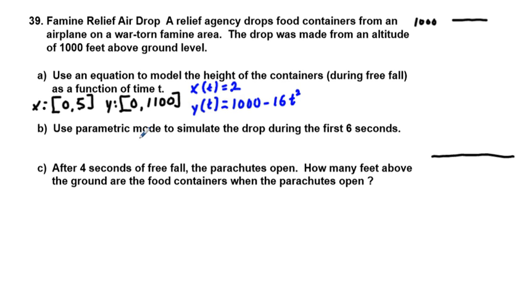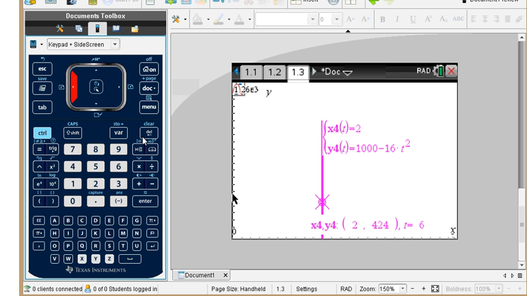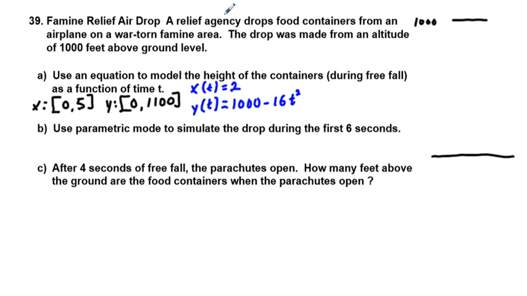Next, after 4 seconds of free fall, the parachute's open. How many feet above the ground are the food containers when the parachute's open? We go back to the calculator, and we can go back to 4 seconds. Here we were at 6. We go up to 4. And we're at an elevation of 744 feet. So our answer is 744 feet, which is a drop of I think 256 feet.